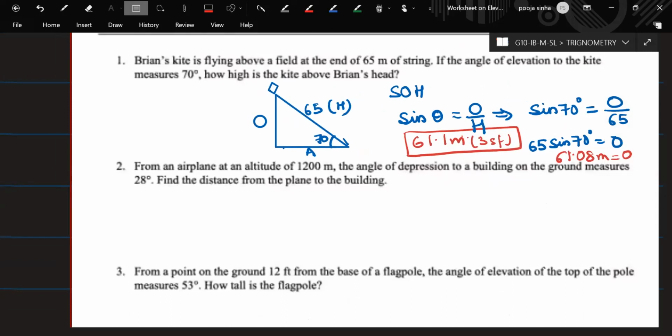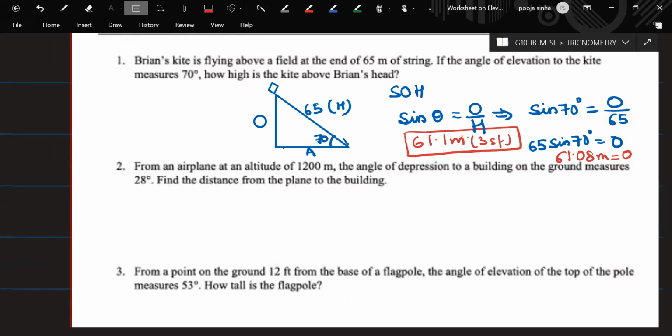Chalo, read the next question. Second, I'm just copying this question. I want one of you to read it, please, the next one. From an airplane at an altitude of 1,200 meters, the angle of depression to a building on the ground measures 28 degrees. Find the distance from the plane to the building.